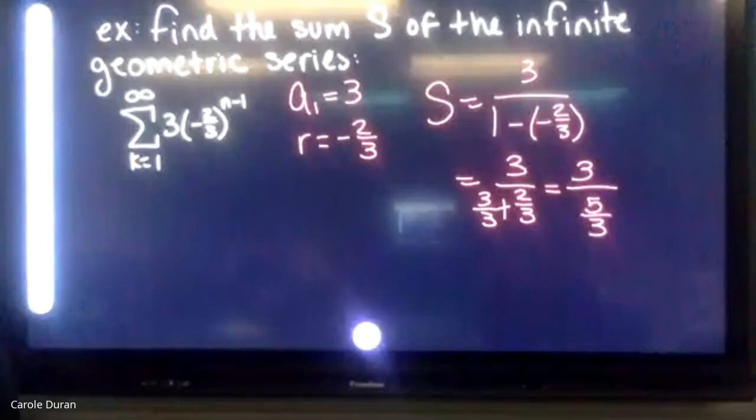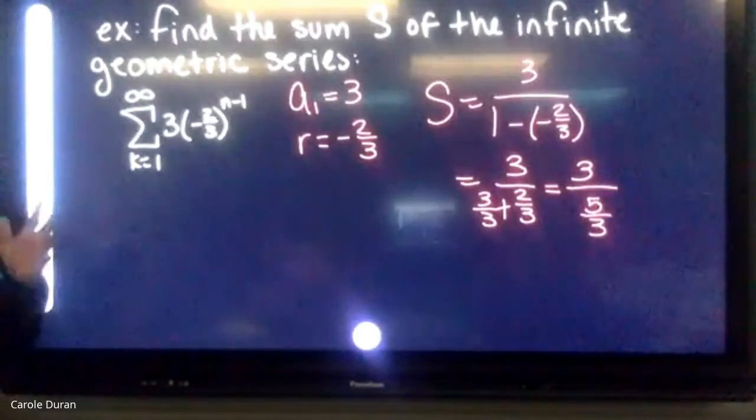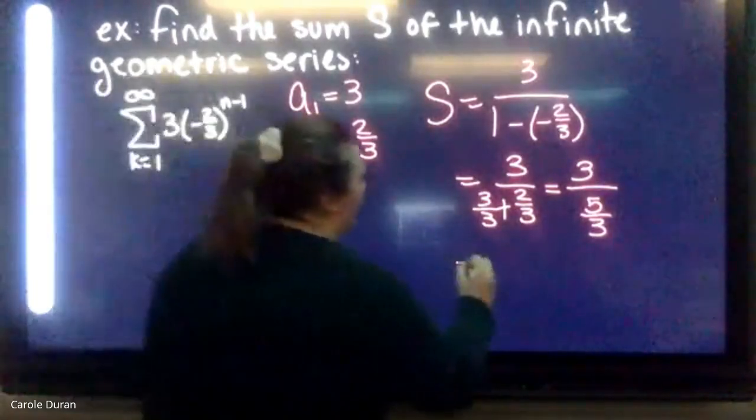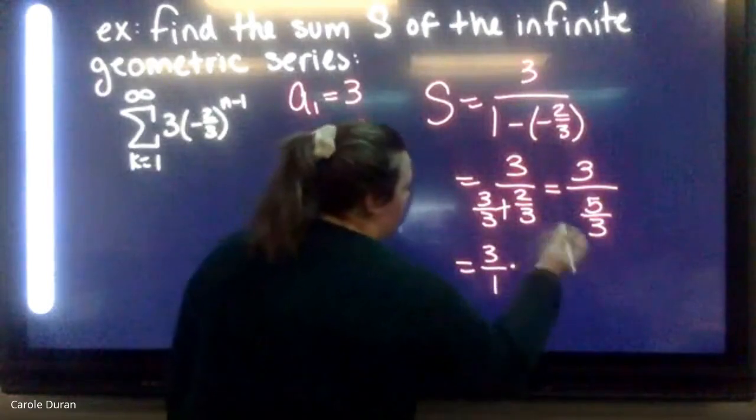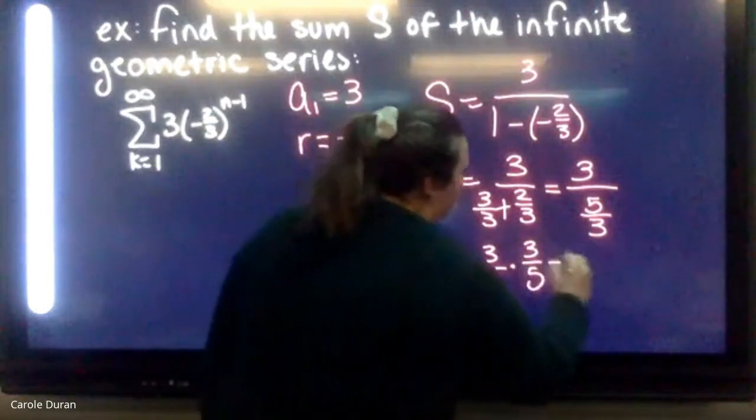And then when we divide by a fraction, we flip it and multiply it into the top. So this becomes 3 over 1 times 3 over 5, which is 9 over 5.